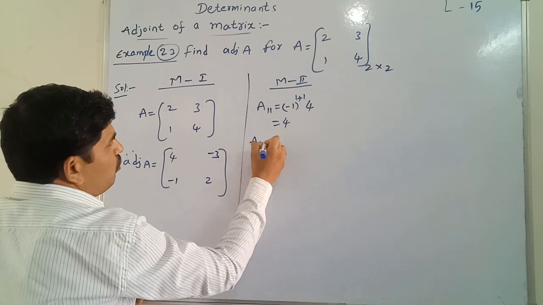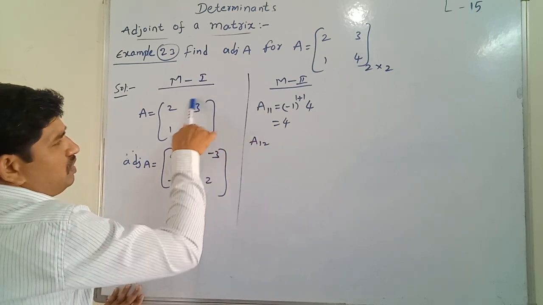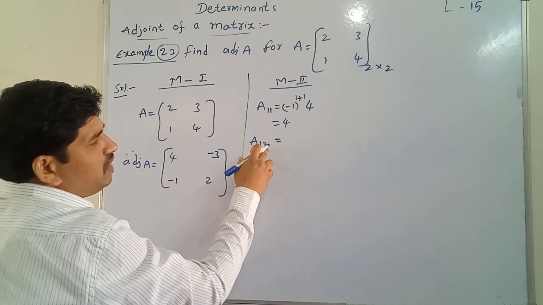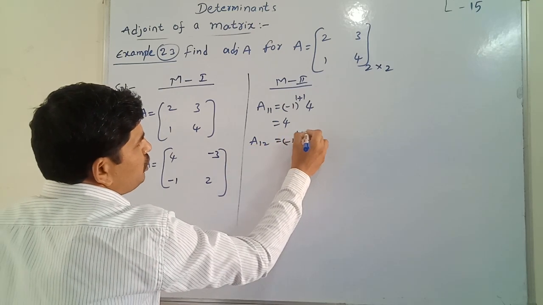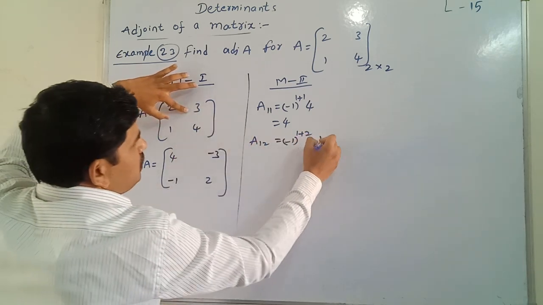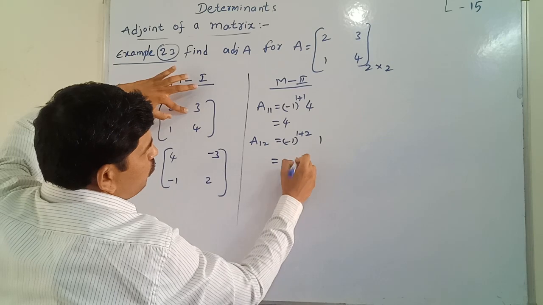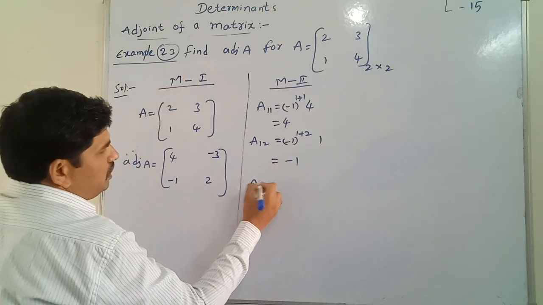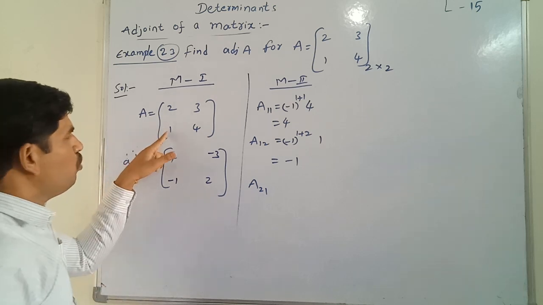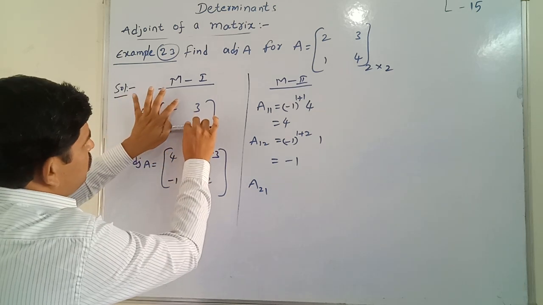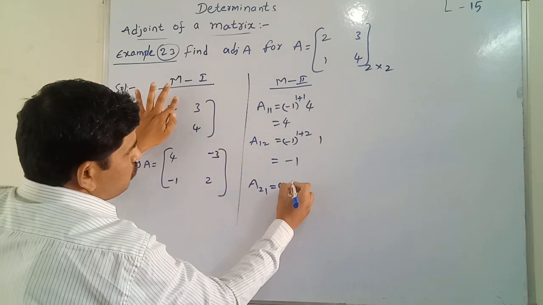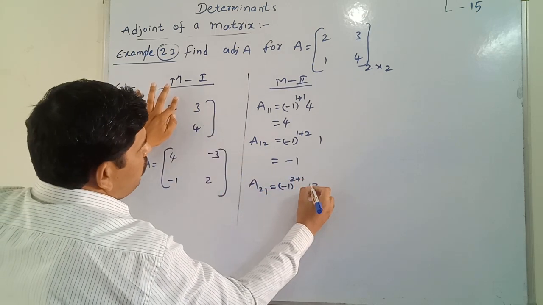After that we have to write A12, this is the element and this is the address. It will become minus 1 whole power 1 plus 2, which is negative, into, by closing the row and column of this one, we get 1. So this is negative, minus 1, got it. Next one is A21, because this is the address. So now we observe here, second row first column, the element is 3, but before that minus 1 whole power 2 plus 1, into the element 3.